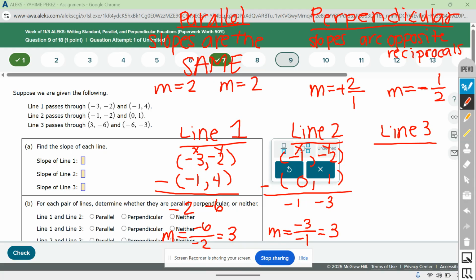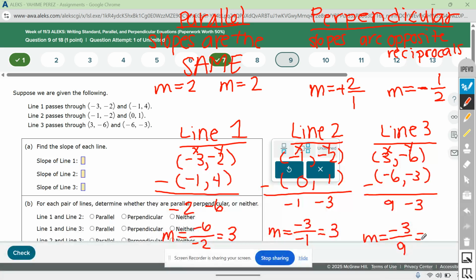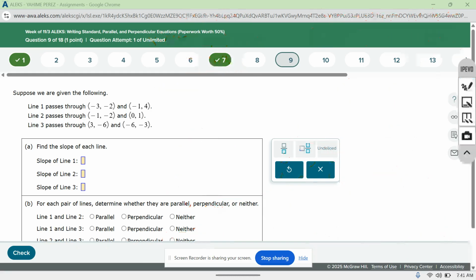And lastly, we're going to subtract. -6 minus -3, which is -3. So the change of the y on top of the change of the x would be -3 over 9. One negative is just negative, and this simplifies to negative 1 over 3. All right. So 3, 3, and negative 1/3.